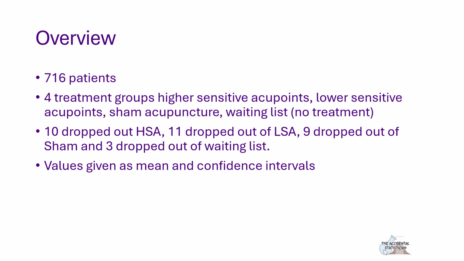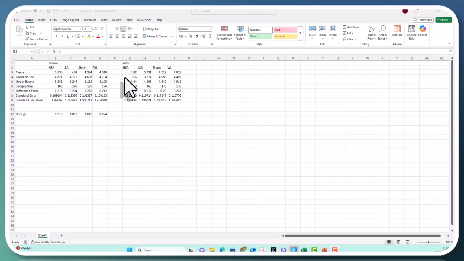The best way of doing this, the formula for the confidence interval, is the mean plus or minus the term from tables, so 1.96 because it's a 95% confidence interval and assuming normality, multiplied by the standard error of the mean. So the easiest way of dealing with that is to put it into an Excel spreadsheet.